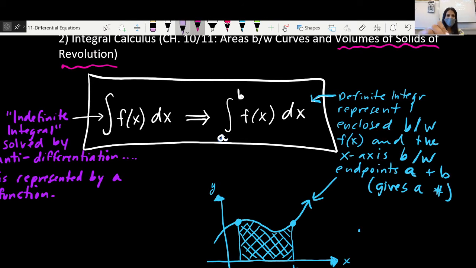If we take a look at this portion that we have on the left here, the indefinite integral is solved by anti-differentiation. So that's the stuff that we started off with in chapter 9. It's represented by a function. So if I have the integral of f of x dx, we are at this point used to that notation, right? We know that it's equal to the definite integral that's going from A to point B.